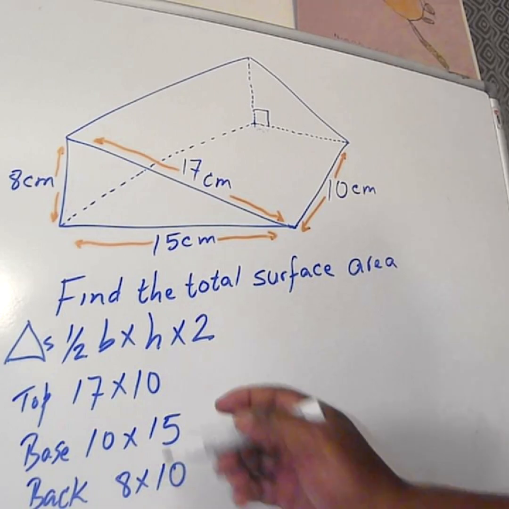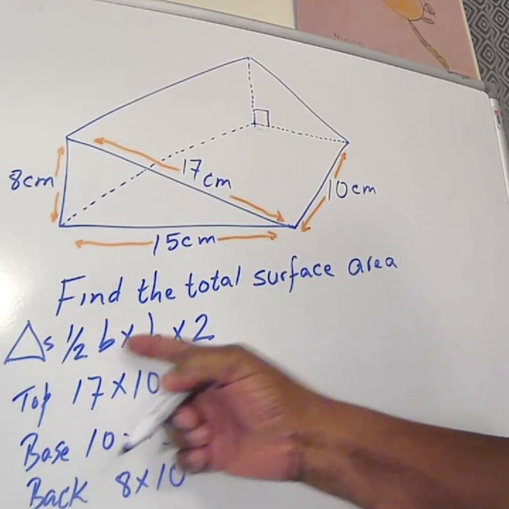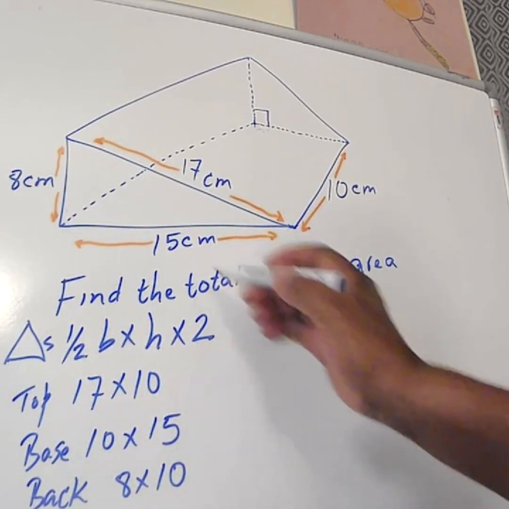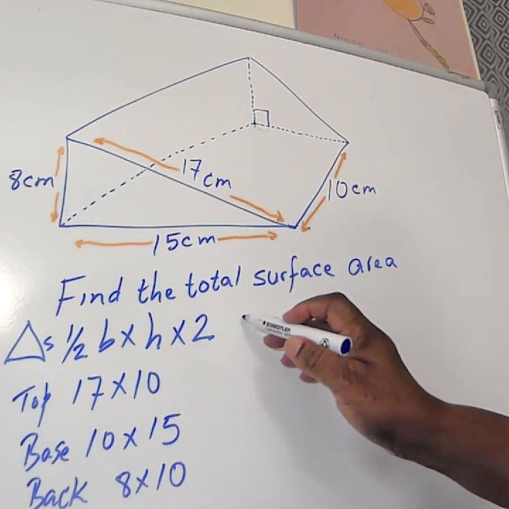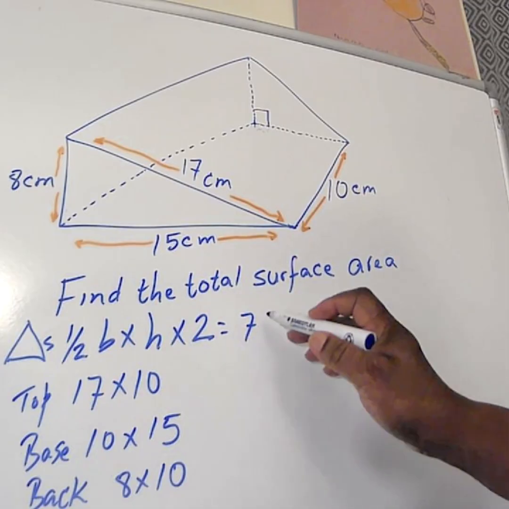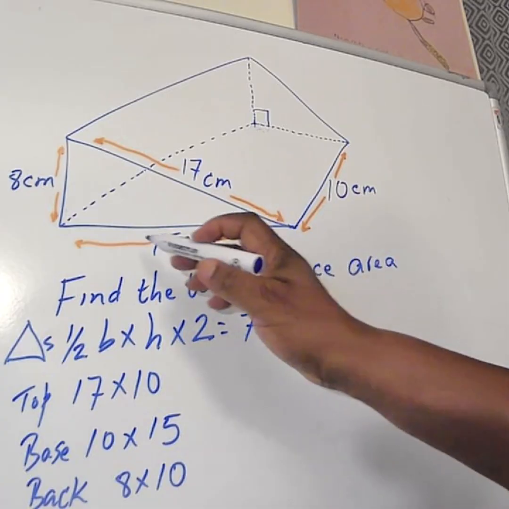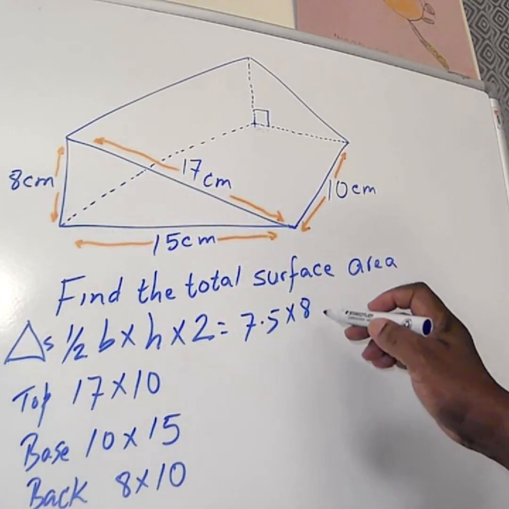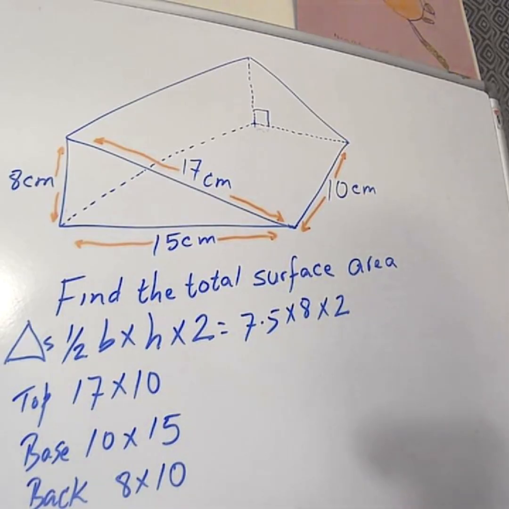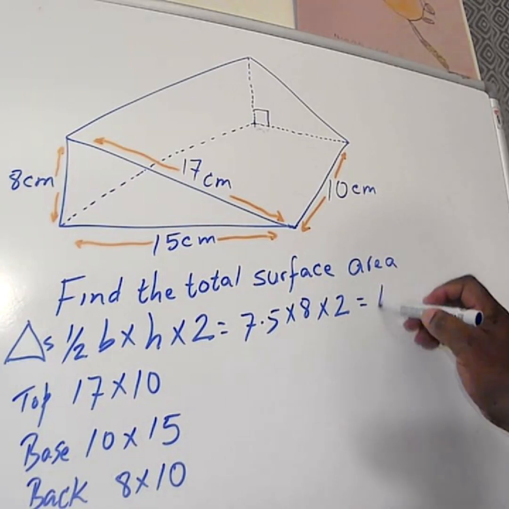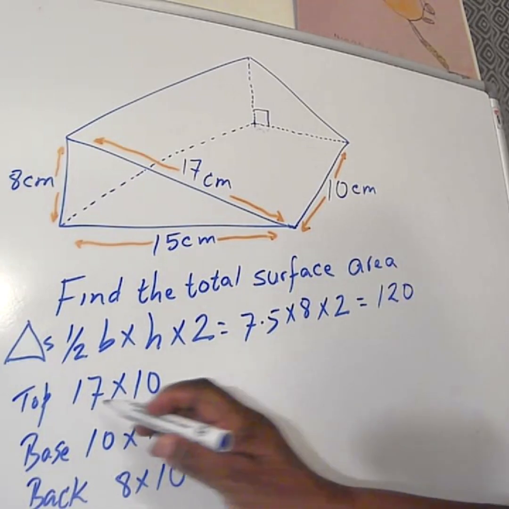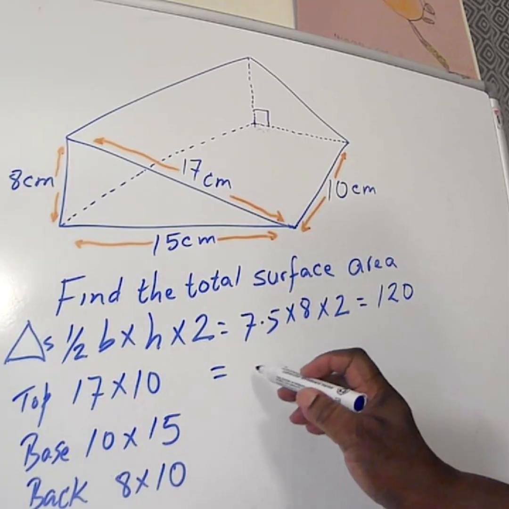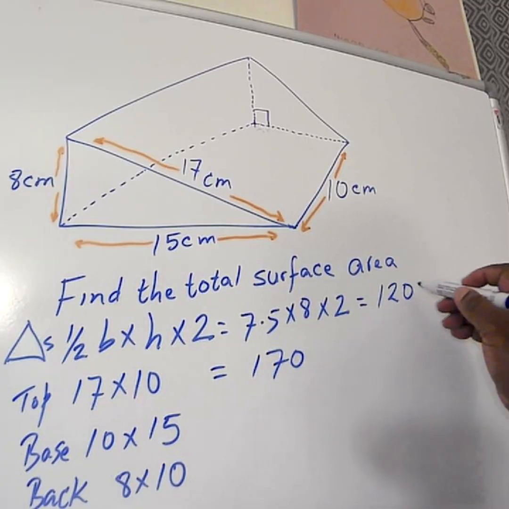So, half base times height times 2. That would be half base 7.5 times height 8 times 2, which is equal to 120. And then 17 times 10 for the top, which is 170, and all these are centimeters squared.